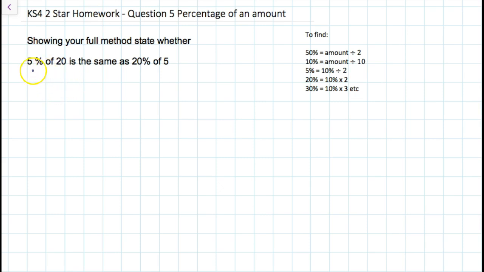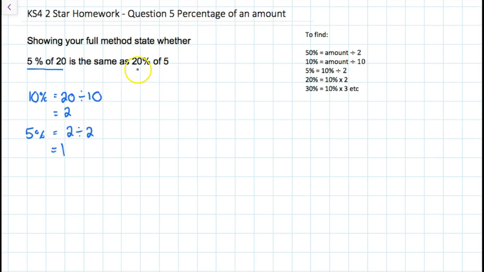to work it out. So to work out what 5% of 20 is, using our list over here, we first need to work out what 10% is, then we're going to divide that answer by 2. So if we go here to work out what 10% is, we're going to take the 20, we're going to divide it by 10, which gives you an answer of 2, which means 5% is going to be 2 divided by 2, giving you an answer of 1. So we've worked out that 5% of 20 is 1.